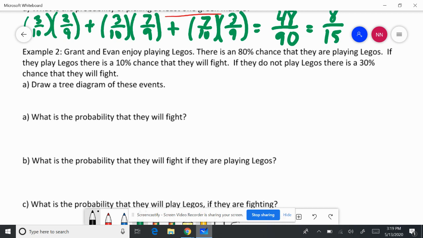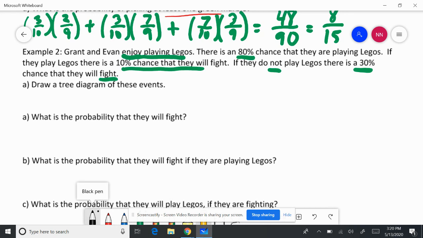We're going to look at our second example with tree diagrams. This is a little bit different than picking marbles. This time what we're doing is we're looking at two events. One is Grant and Evan enjoy playing Legos, and then it tells us that there's an 80% chance that they're playing Legos. If they play Legos, there's a 10% chance that they will fight, and if they do not play Legos, there's a 30% chance they will fight.